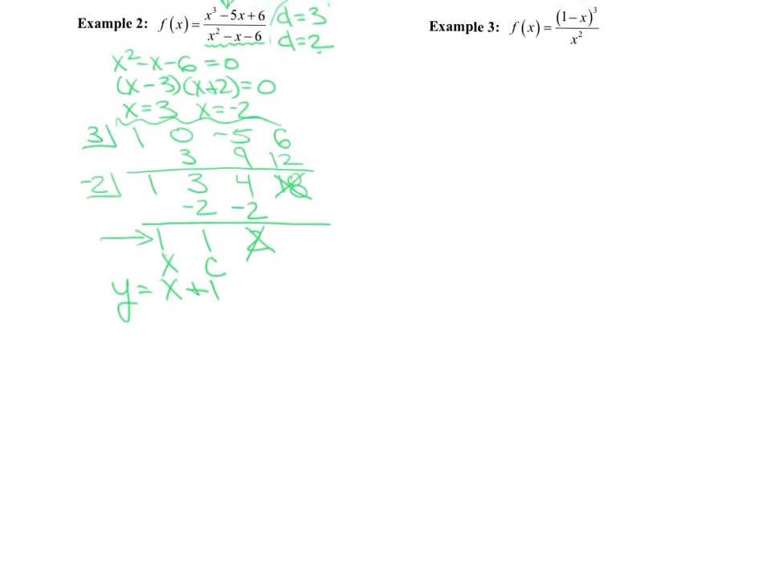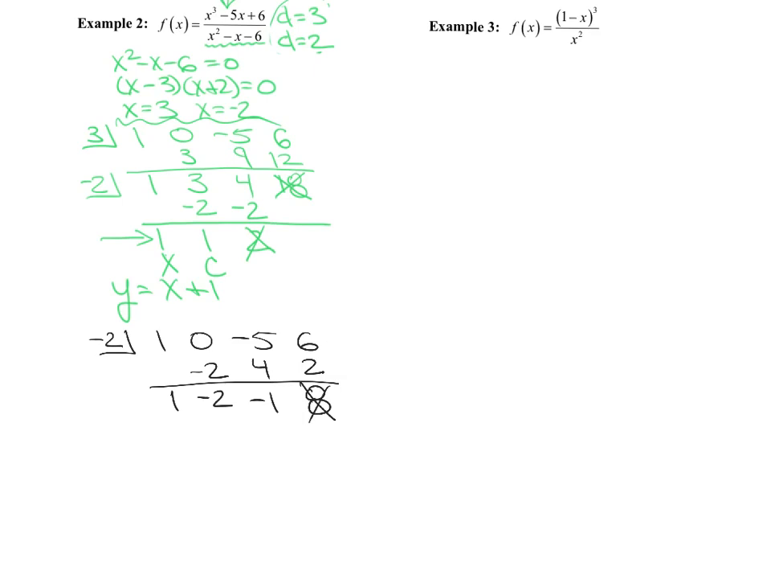Now, what some of you may be wondering is, what if we do synthetic division in the opposite order? What if we start with the negative 2 and then do the 3? Will we end up with the same equation for our slant asymptote? Well, let's go ahead through the work and see what happens. 1, 0, negative 5, 6. Bring down the 1, times the half box, add straight down, times the half box, add straight down, times the half box, add straight down.